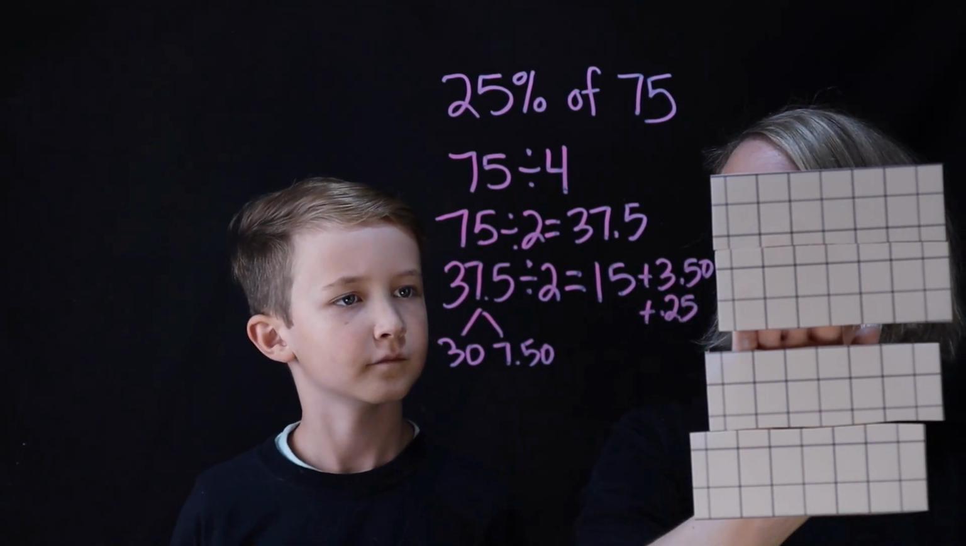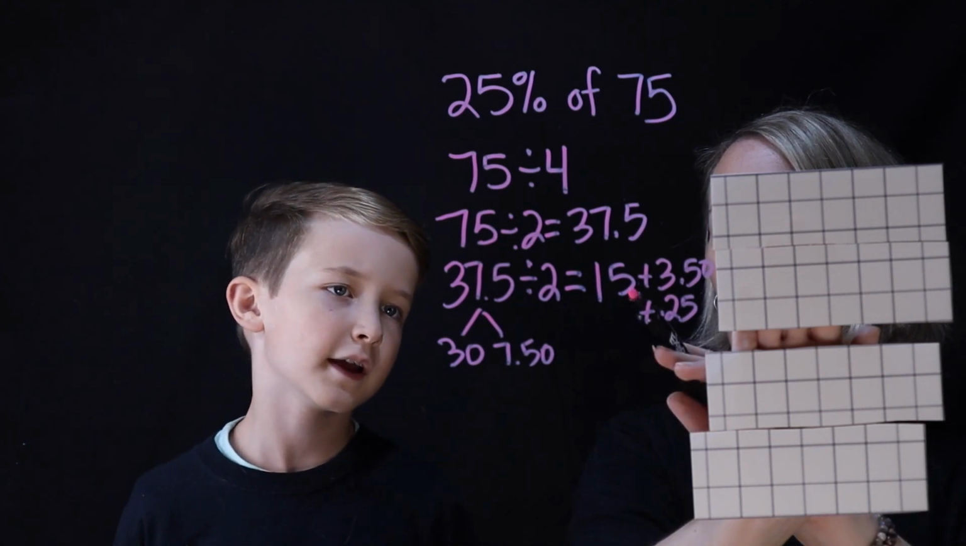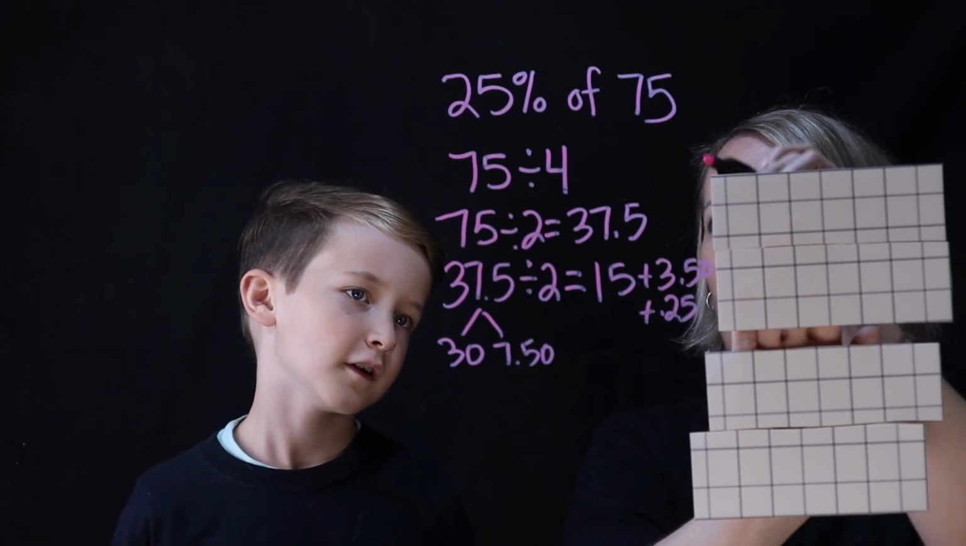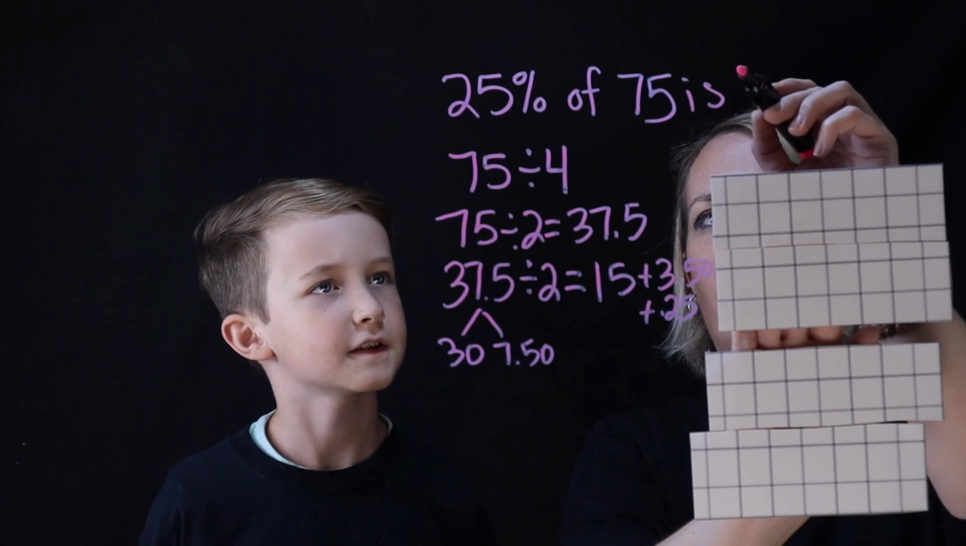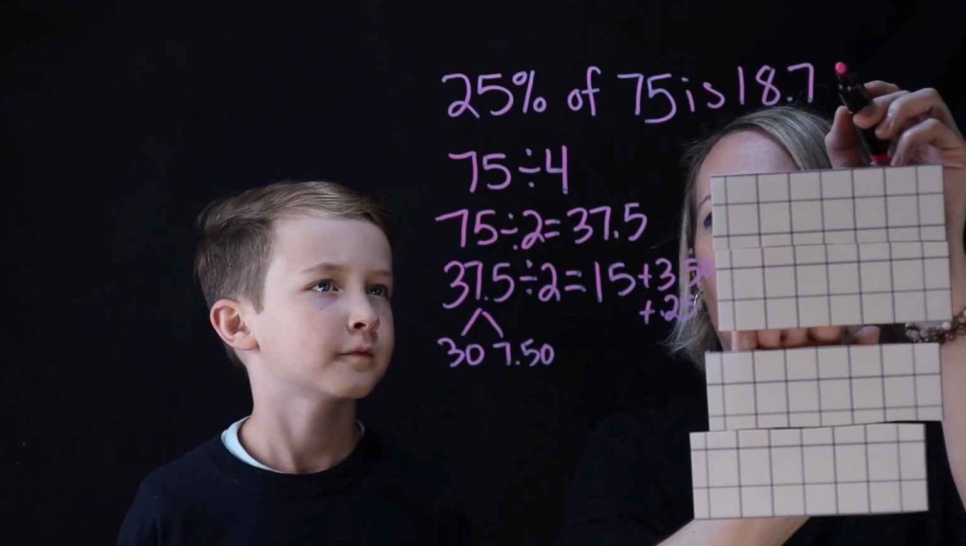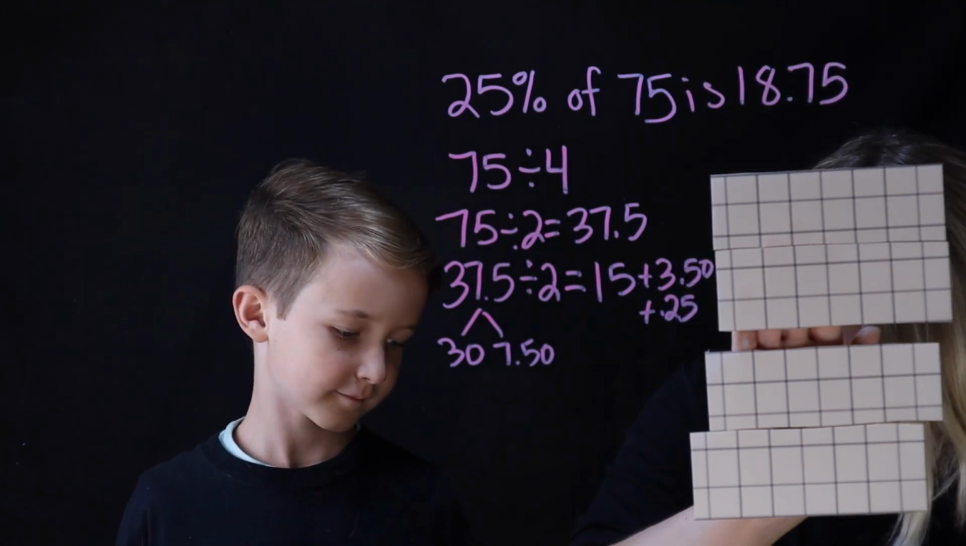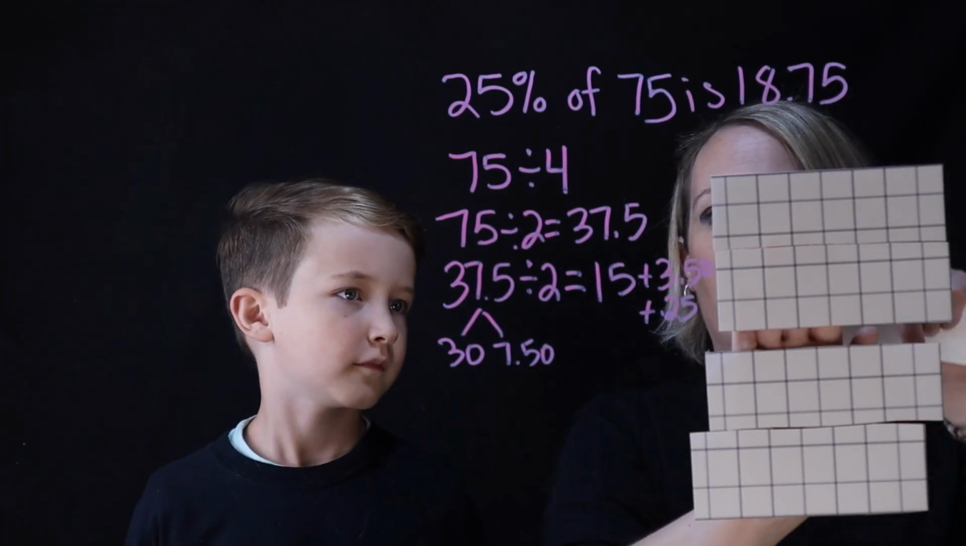So what is that in total then, Lily? That is $18.75. Yeah. So it's basically how many are in each one of these groups.